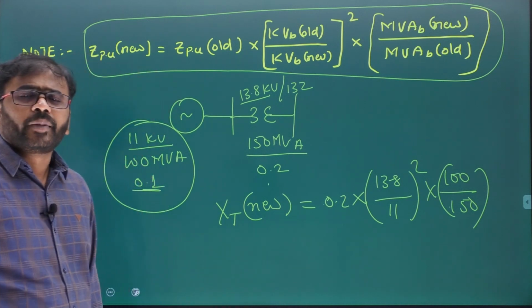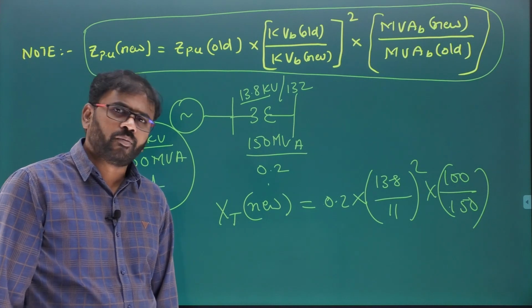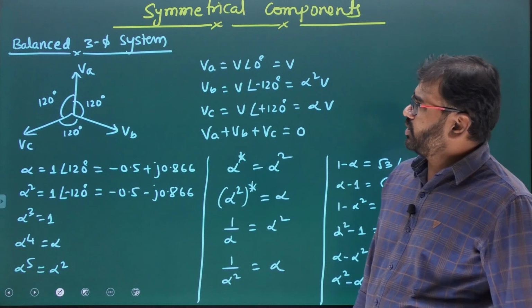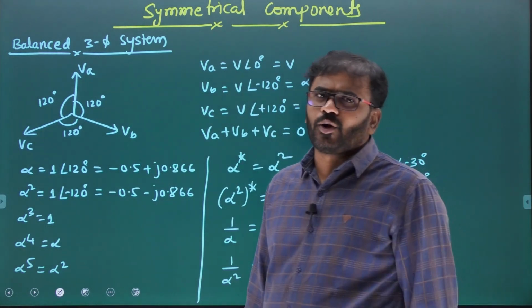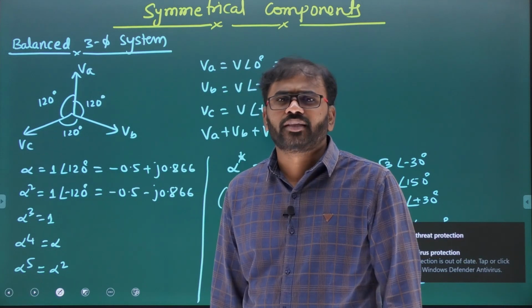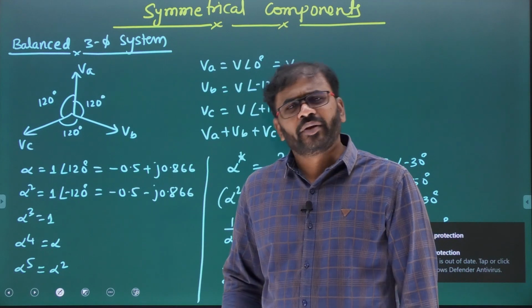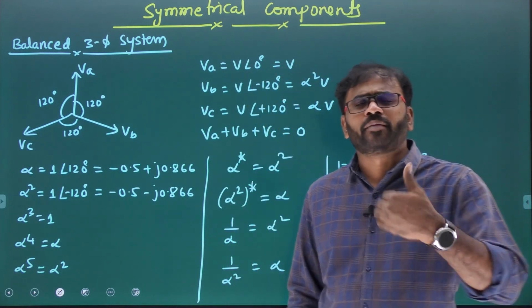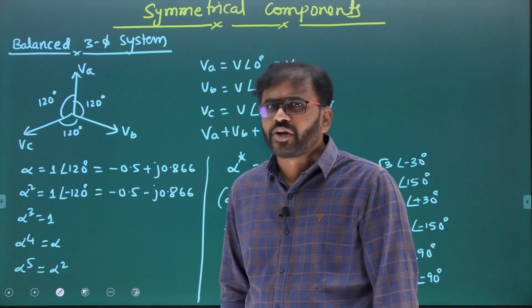So that's about the per unit system. With this, I'm concluding the per unit system, and the next topic is symmetrical components. The first thing we need to define in symmetrical components is the balanced system. We come across symmetrical components if the system is unbalanced. Correct or not? To solve an unbalanced power system in an easy way, the symmetrical components are introduced.